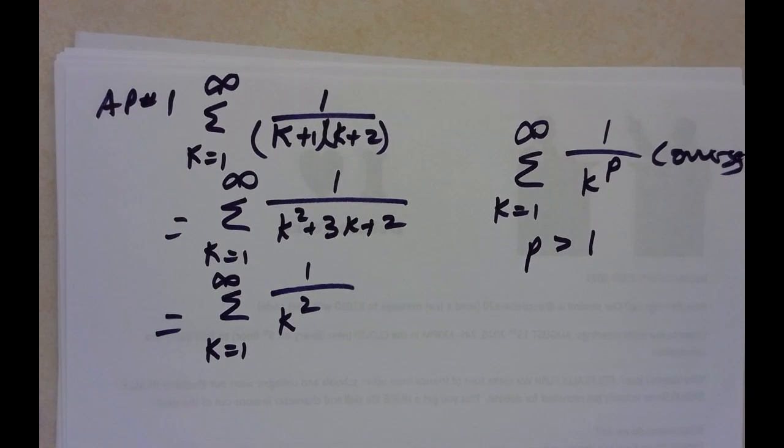Basically, what they said. As k gets infinitely large, those second and third terms matter less. Anybody else? The terms go to 0 faster. k squared plus 3k plus 2 is larger than just k squared.